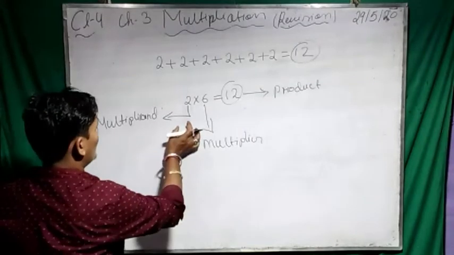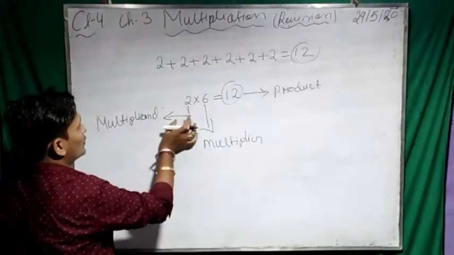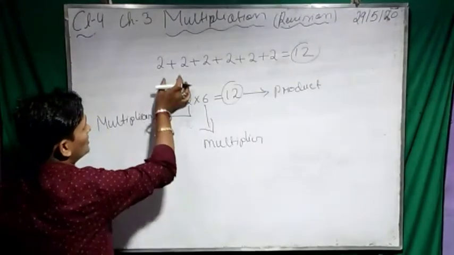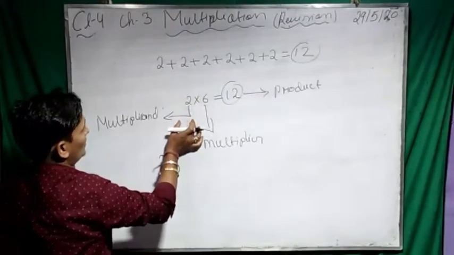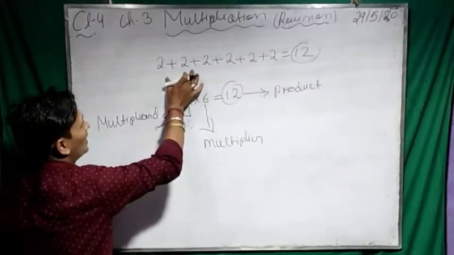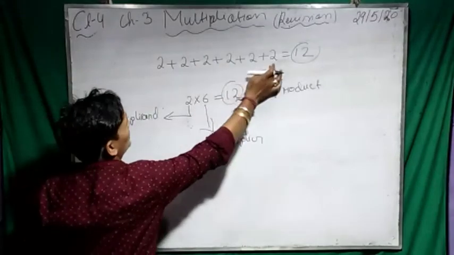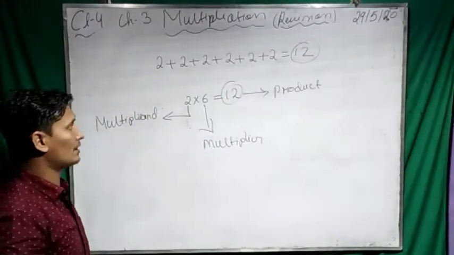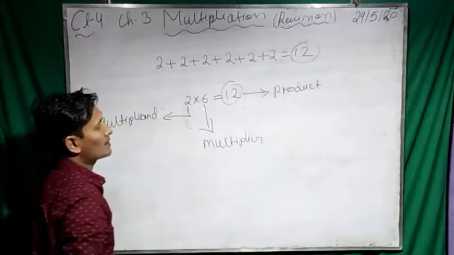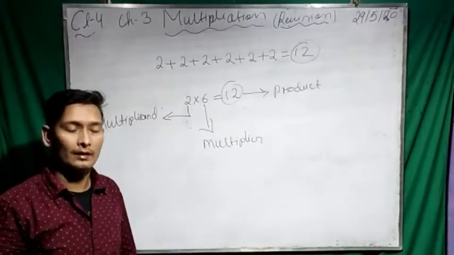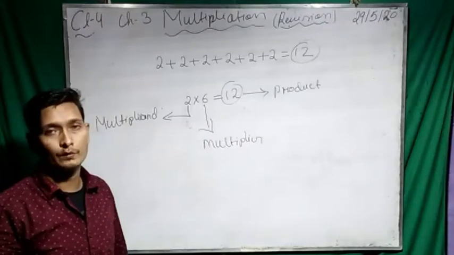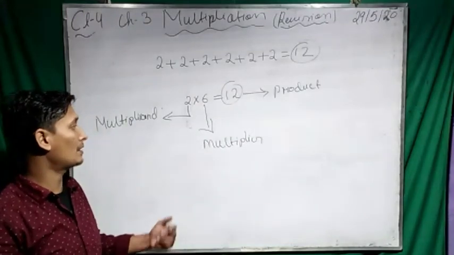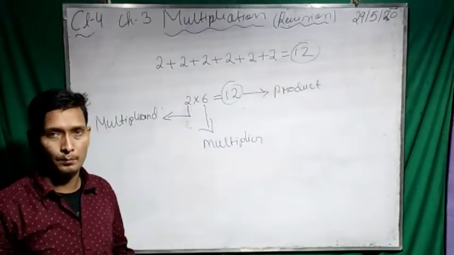So the first number which we are multiplying is known as the multiplicand. See, this 2 is known as the multiplicand. And how many number of times? 1, 2, 3, 4, 5, 6. So this 6 is known as the multiplier. Got it, children? And the answer is known as the product. We have learned in class 3 also which one is the multiplier, which one is the multiplicand, and which one is the product.